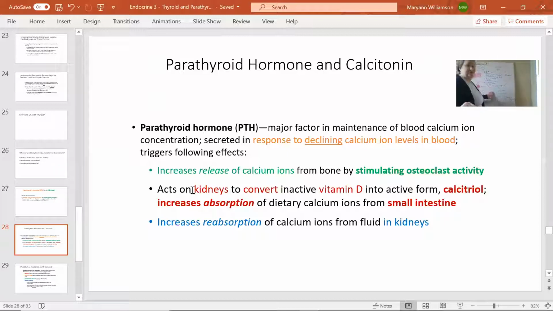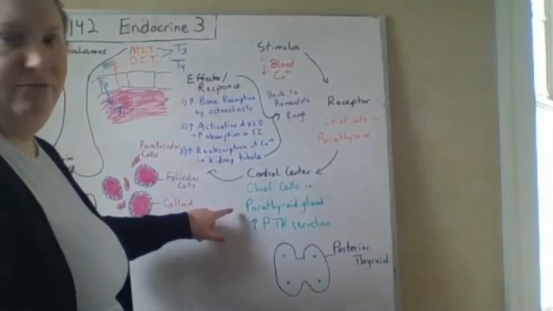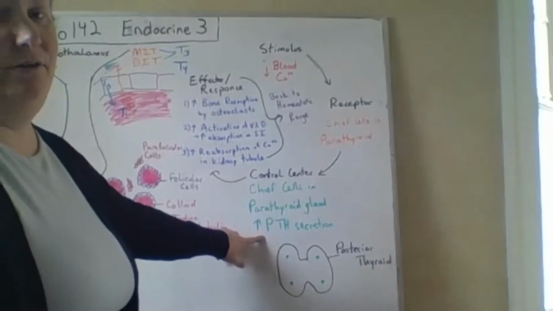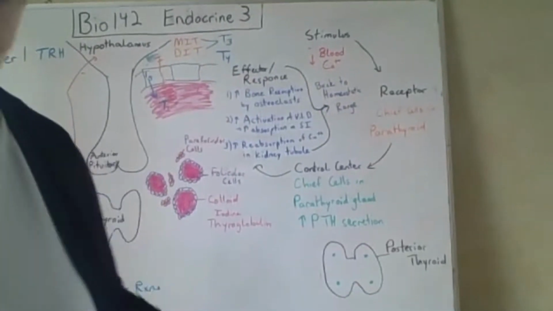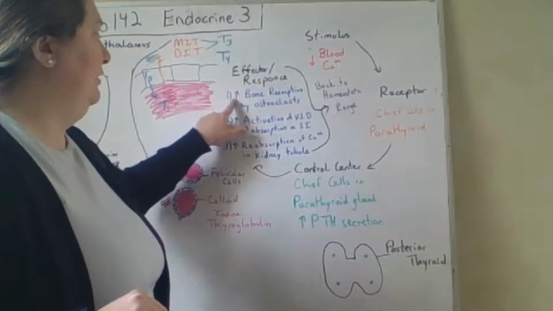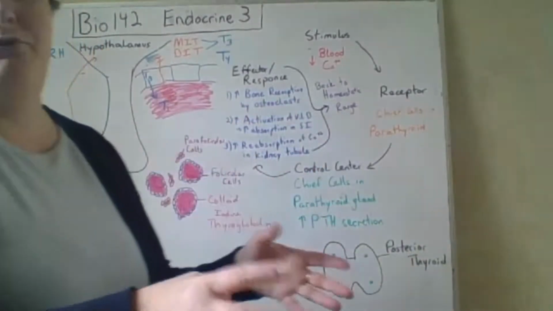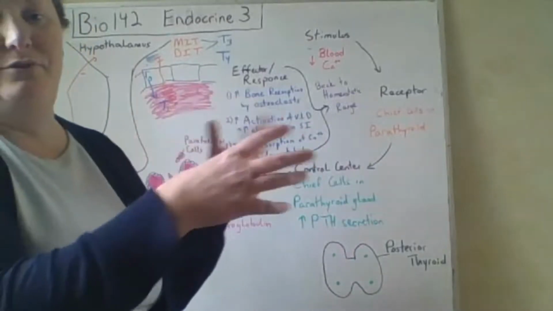So chief cells are going to secrete, you know what, let me go to the board here. Chief cells are going to secrete parathyroid hormone right here. And what is it going to do? Let me get a little closer. So parathyroid hormone is going to increase bone resorption from osteoclasts. Remember in chapter 6 we talked about those osteoclasts, how they resorb bone?